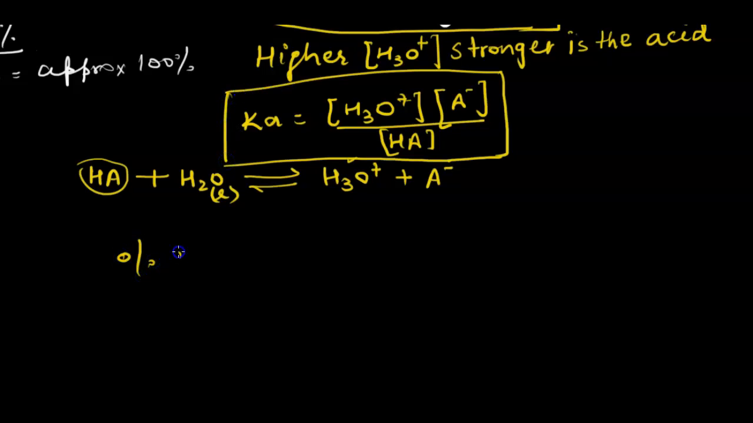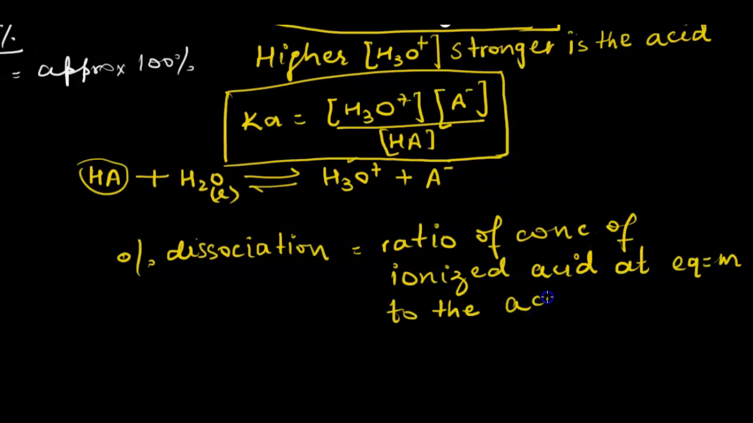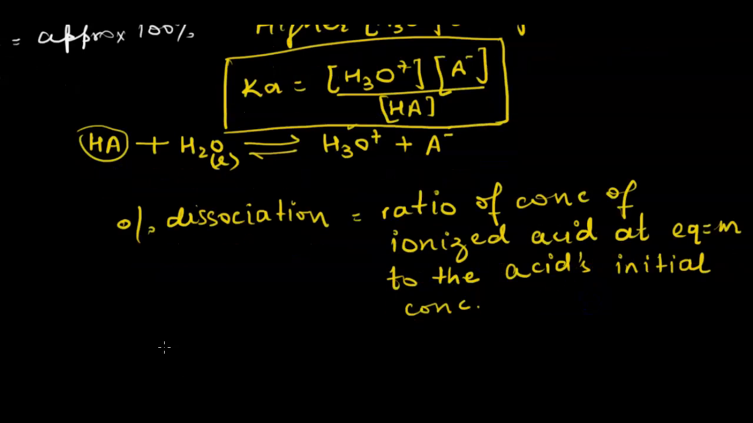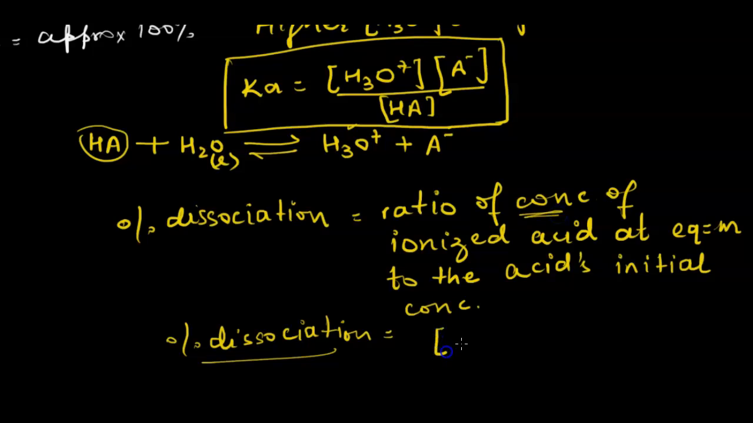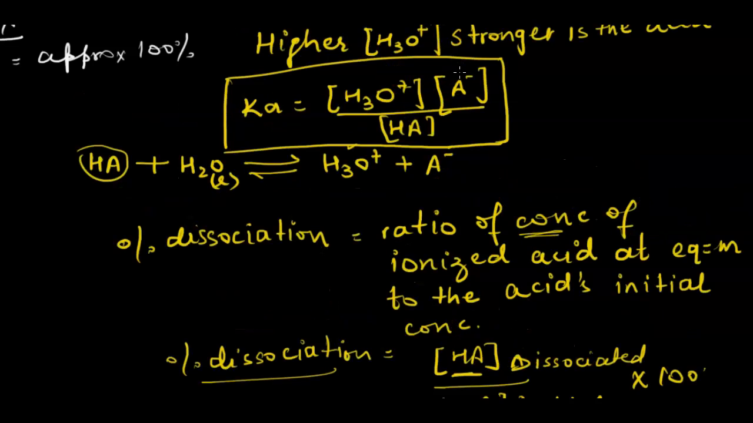Now, what is meant by percent dissociation? Percent dissociation is the ratio of concentration of ionized acid at equilibrium to the acid's initial concentration. How do we write it as a formula? Percent dissociation is equal to the concentration of dissociated acid divided by the concentration of initial acid. This ratio multiplied by 100 would give us percentage. Now, how would we determine the concentration of dissociated acid? That can be determined from the concentration of ions formed from the acid.